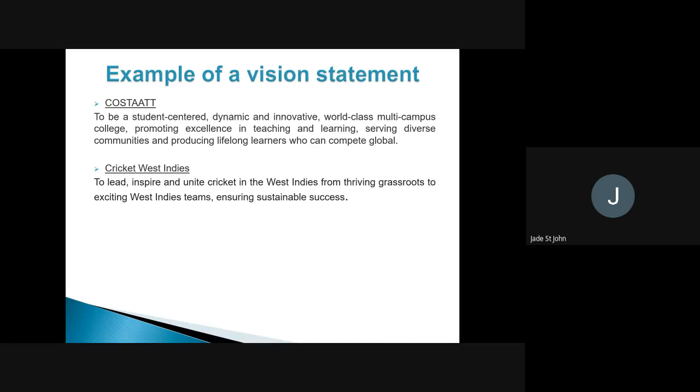So here are some examples of a vision statement. We have Costat, and we have Cricket West Indies, for the sole purpose that I'm a cricket fan, so I had to find something of the sort to reflect that. And a vision should be future oriented and specific. So if you look at the two examples I have here, given what I told you that a vision statement should be, do you think that either of these, I'm not sure if anyone follows cricket, but you could look at Costat, because we all are part of Costat, and determine if these statements are suitable vision statements? Anyone?